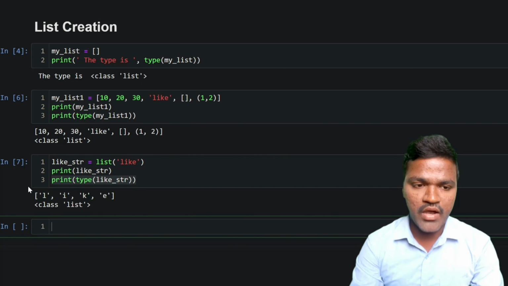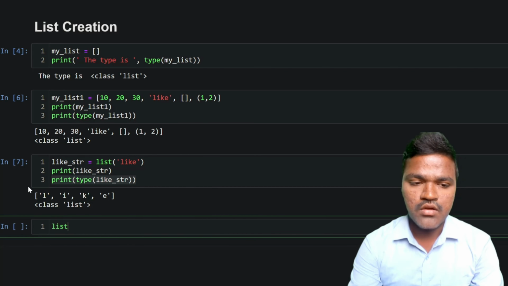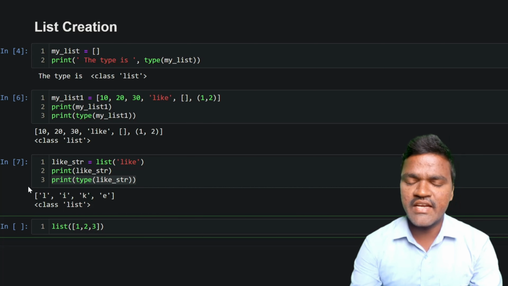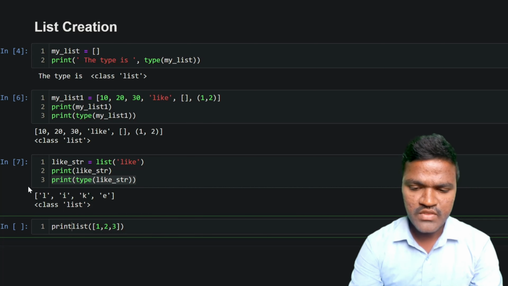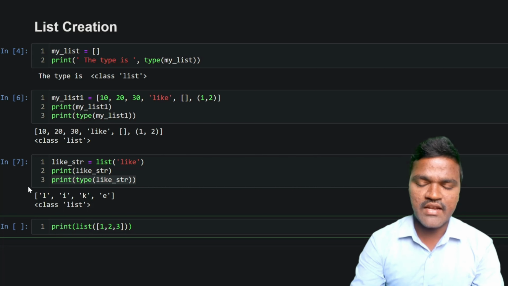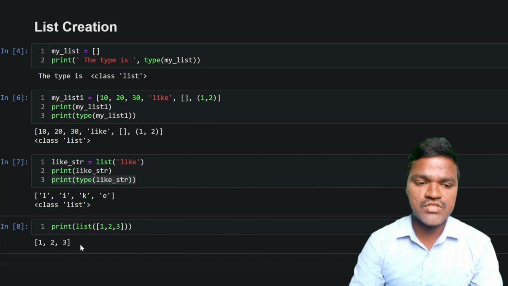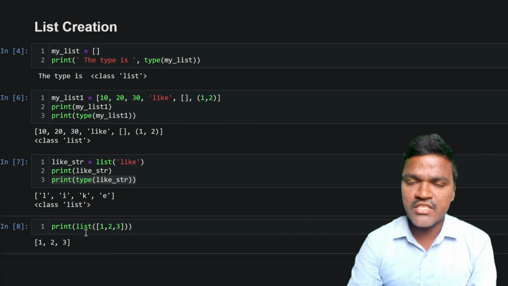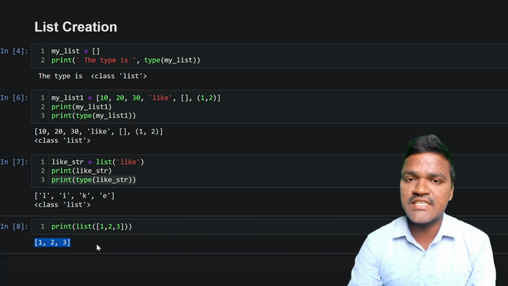Let's say I pass one more iterable, which is nothing but a list itself. We can directly get the list itself, right? If I print this list directly, you can see we are getting the direct list here. So whenever we call this list method, it will return this particular list creation.